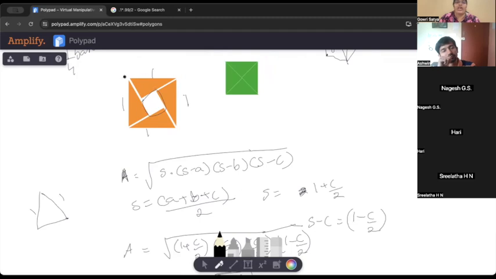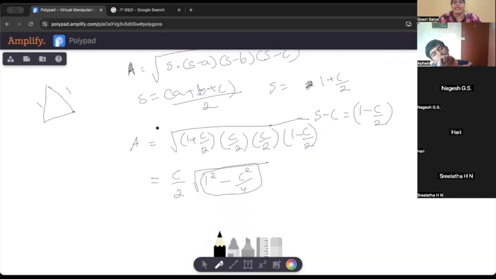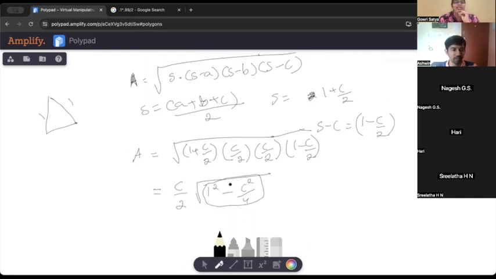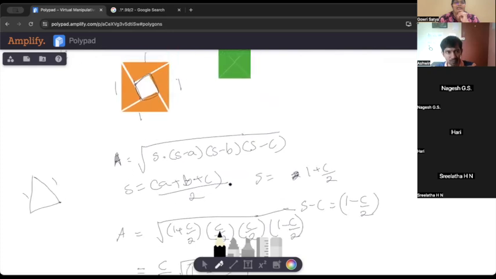Yeah. So the area of this outer square is 1, and the area of this inner square, where c is the base, is c by 2 whole squared, so c squared by 4. So isn't this exactly that? Yeah, 1 minus. I want to see this.